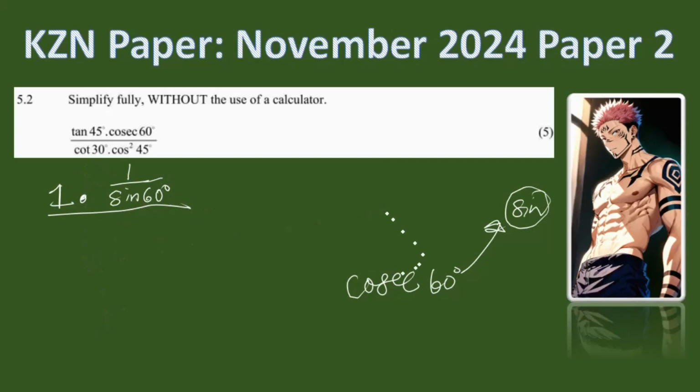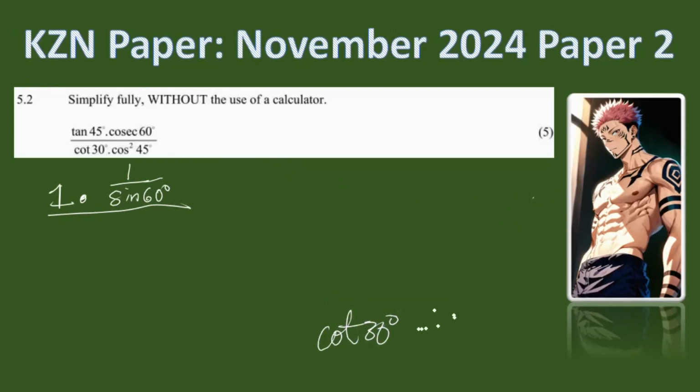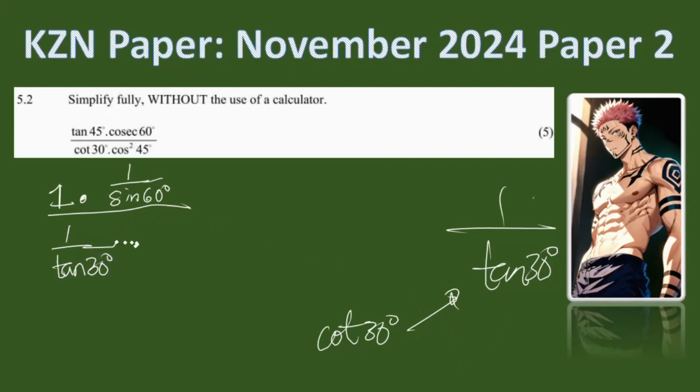And afterwards I have the cotangent. Let me erase this. The cotangent of 30 comes from the tangent, right? This is 1 over tan 30, so I'm going to write it that way. 1 over tan 30, multiplied by, here I have the cosecant of 45.